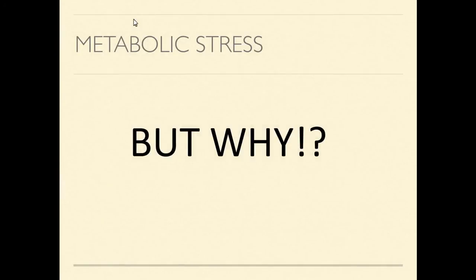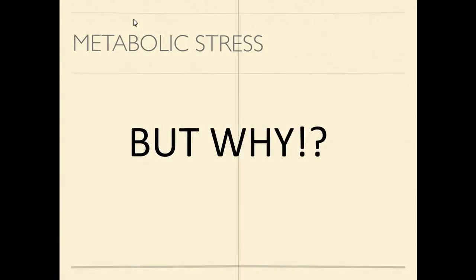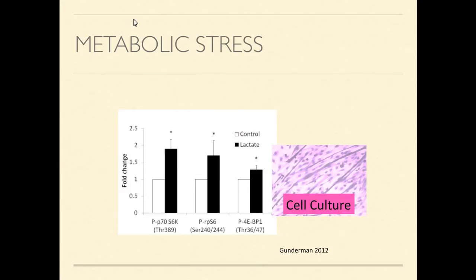Now, why is this the case? Well, a good friend of mine, David Gundermann, took muscle cells and put them in culture. Here you're looking at p70, ribosomal protein S6, and 4E-BP1, all regulators of protein synthesis via the mTOR pathway. What you're basically seeing is the control group, the open bar, and the lactate group, the closed black bar. Lactate increases mTOR signaling in all of those three groups.